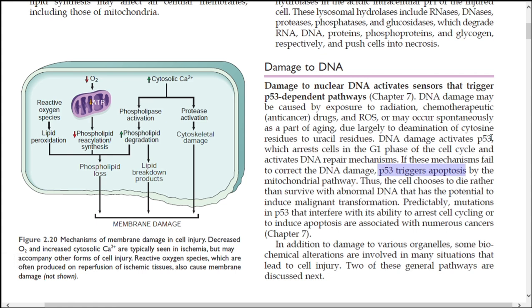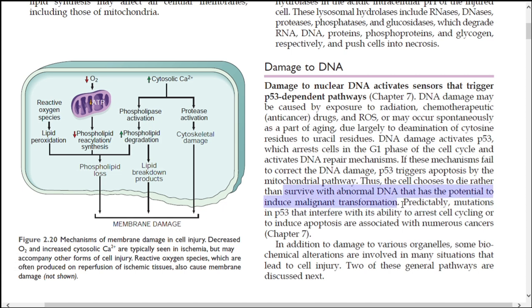Since the function of P53 is to arrest the cell in G1 phase, it will either activate DNA repair mechanism. If the DNA fails to repair, then P53 will trigger apoptosis through the mitochondrial pathway. Okay, so the cell chooses to die rather than surviving with abnormal DNA. Thus, it has the potential to produce malignant transformation.